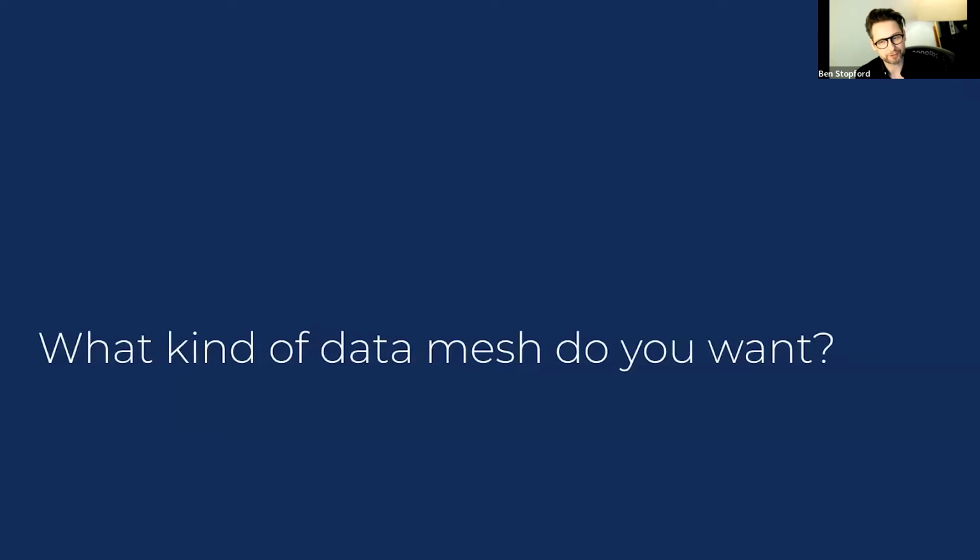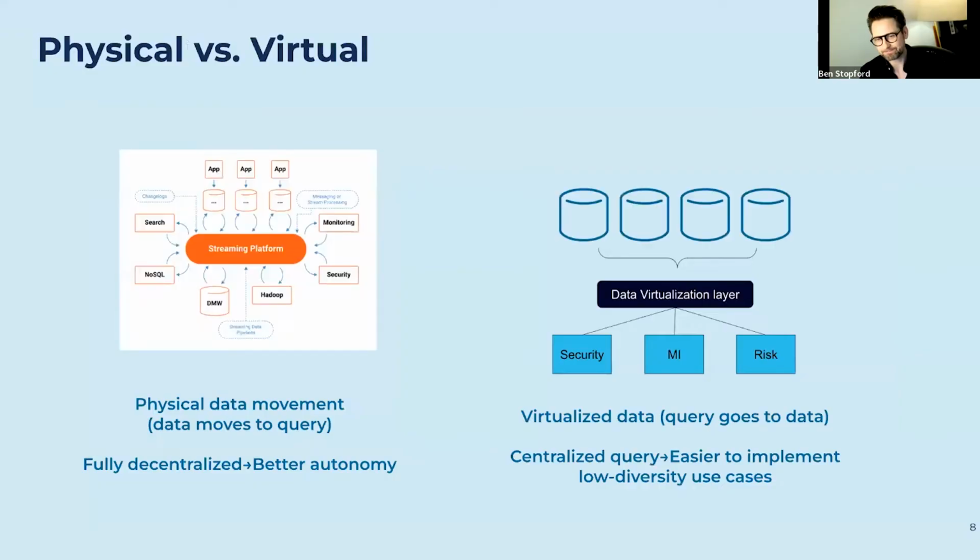So let's say you've decided you do want one. What kind of data mesh do you want? Well, there are, broadly speaking, two types. You can have a virtual mesh or a physical mesh. A physical mesh is one where the data physically moves to the destination data product. So you can imagine, if you're building some reports, the data would move to you. You then have total autonomy over that data. It's basically your data at this point. There's a bunch of mechanisms which ensure you can stay in sync, but effectively you have total autonomy, in the same way that in microservices, you have total autonomy.